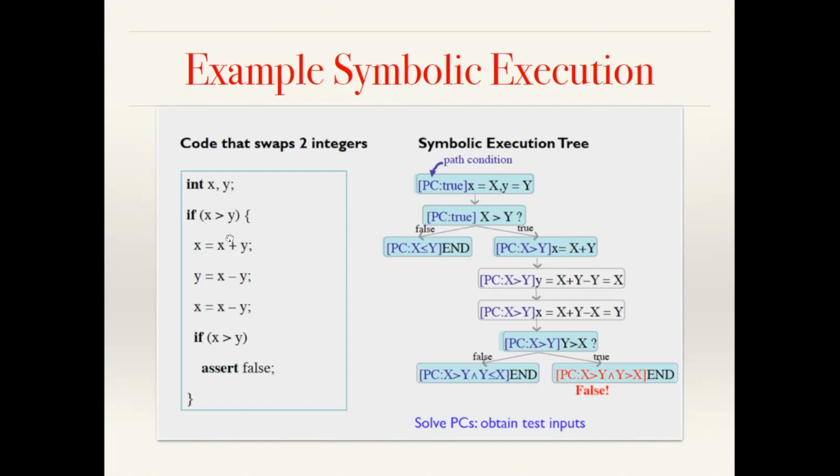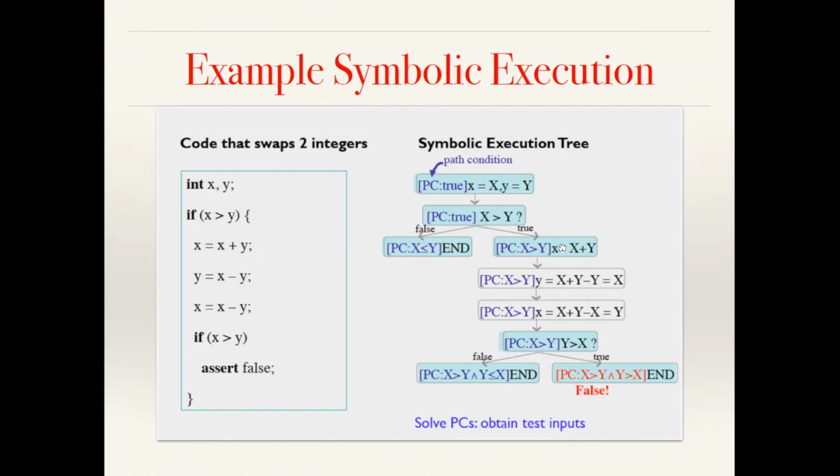So the analysis remembers in the path condition which decisions it took. So the path condition is updated with the condition for the else branch, which in our case is big X less or equal than big Y. And for the then branch, the path condition is updated with big X greater than big Y. And then the computation is performed in terms of those symbolic inputs.